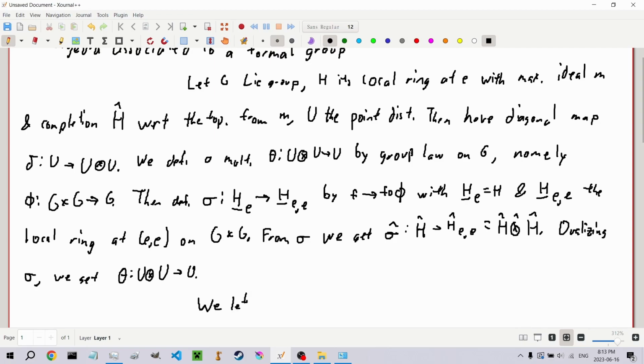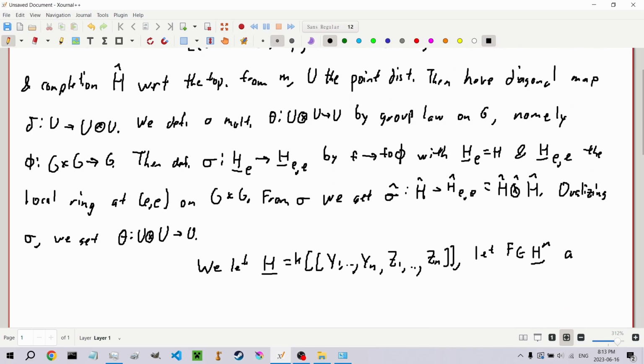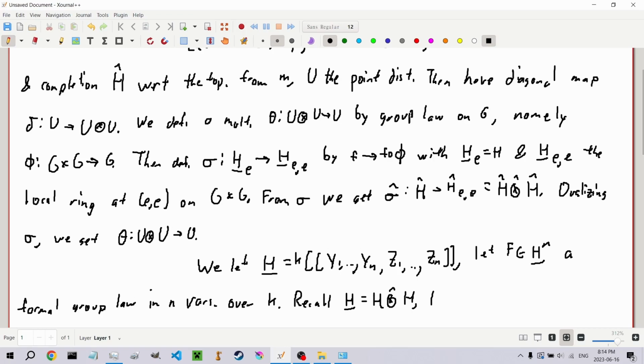We are going to use our same setup with H underline being the ring of formal power series over Y1 through Yn and Z1 through Zn, and we let F in H underline to the N be a formal group law in N variables over K. Recall that we showed that in this case H underline is the completion of the tensor of H and H, and we're going to let M hat be M tensor hat H plus H hat tensor M.